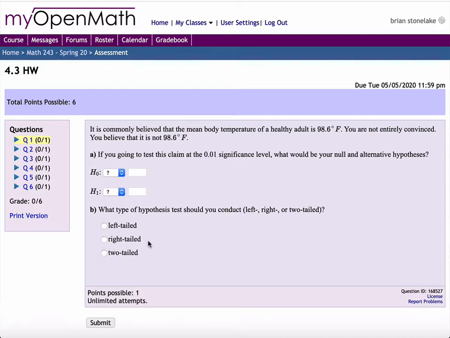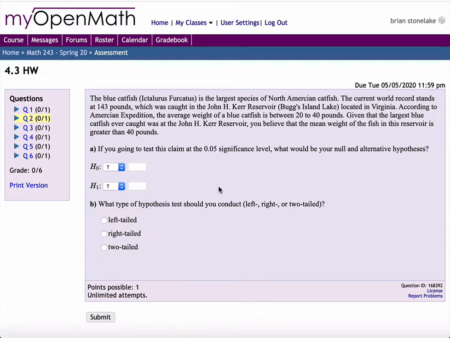You're not stating shape, center, spread. You're not drawing a picture. You're not making conclusions. Just null and alternative hypotheses. And if I remember right, question 2 is the same. Let's see. Yeah, here's question 2, same idea.